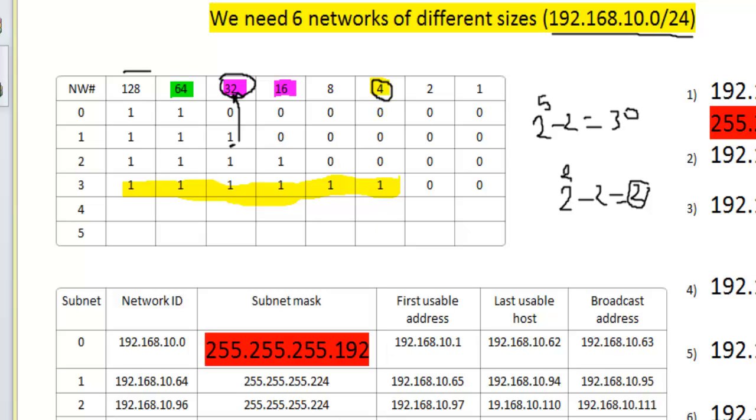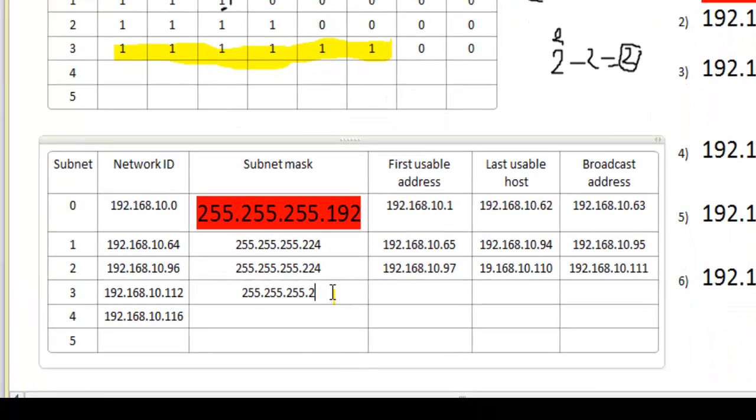So this one here would be 252. First IP, this one is easy because you're going to add to 112. You just add 1: 192.168.10.113. Last usable IP would be 192.168.10.114.